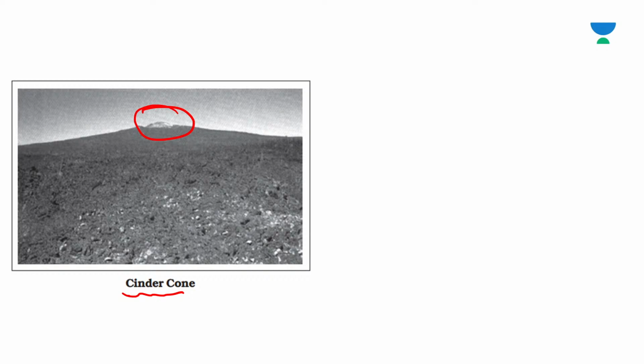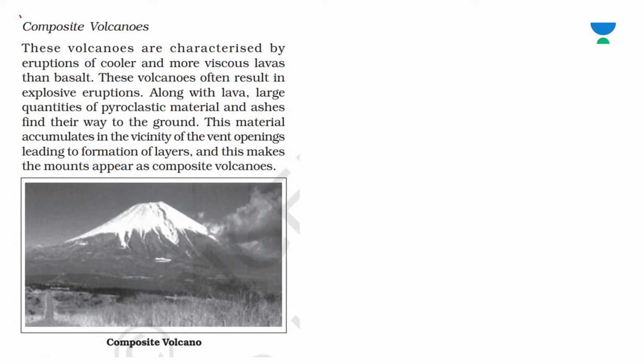Now, friends, after this, we will see composite volcanoes. These volcanoes are characterized by eruptions of cooler and more viscous lavas than basalt. So these volcanoes often result in explosive eruptions.